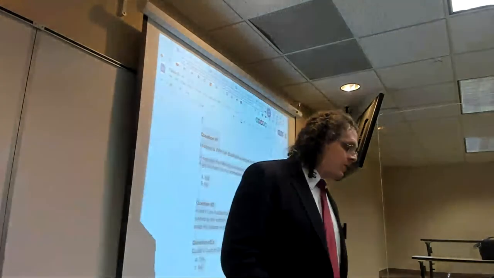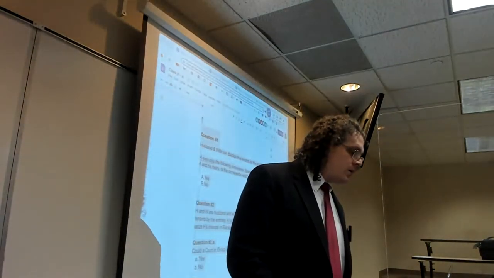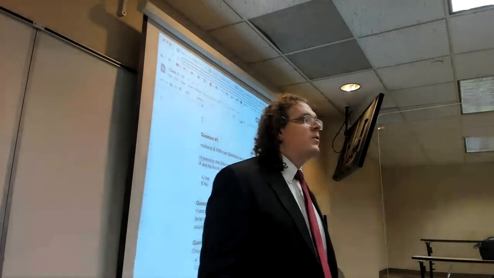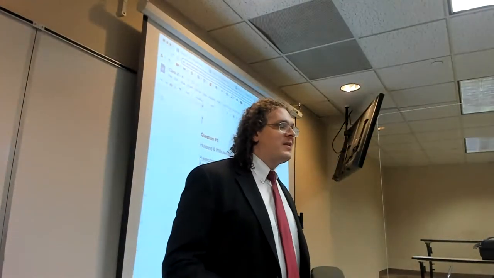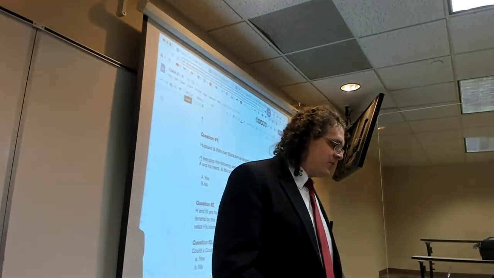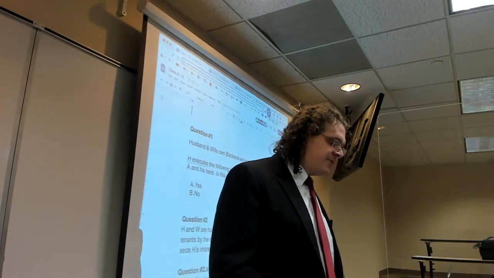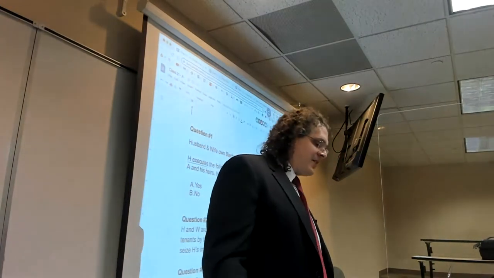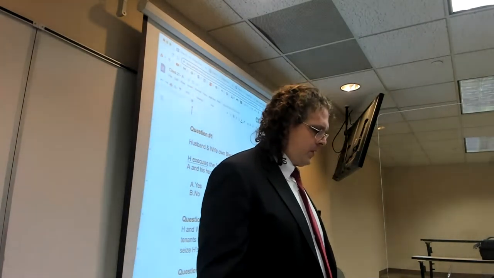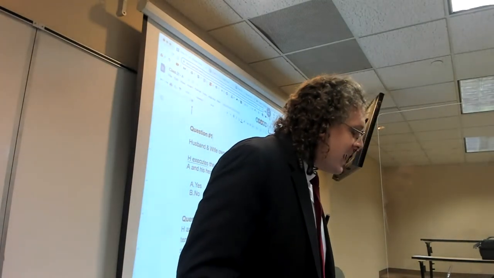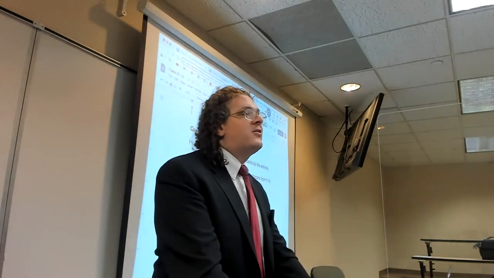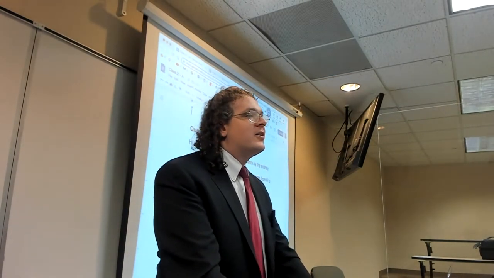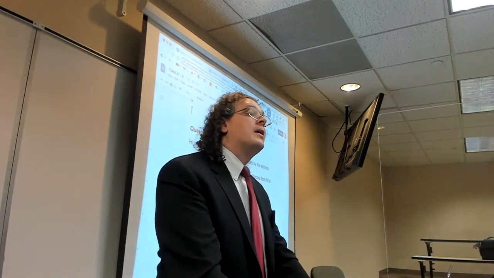So look at question number one on the board. Okay, Jocelyn, thank you. Look at question number one, please. The question is this. Husband and wife own Blackacre as tenants by the entirety. The husband executes the following conveyance: Blackacre from husband to A and his heirs. Is this conveyance valid, Jocelyn? Why not?